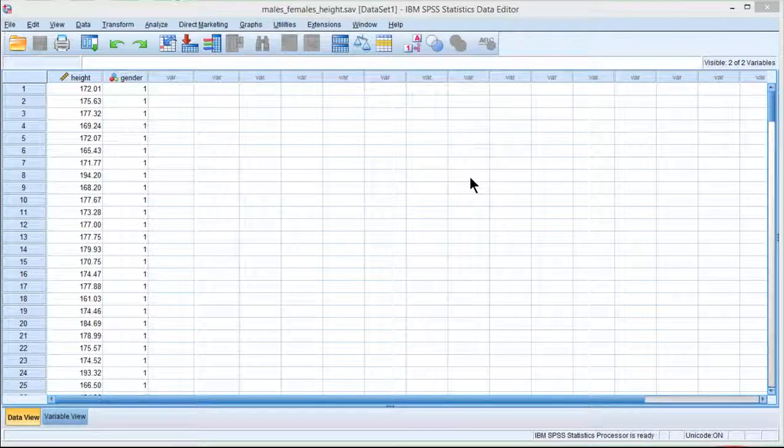In this video, I'm going to test the null hypothesis of equal mean height for males and females. Now, this might seem like a really obvious answer to a question, because probably everyone would say, yeah, adult males are taller than adult females. But what's the effect size?